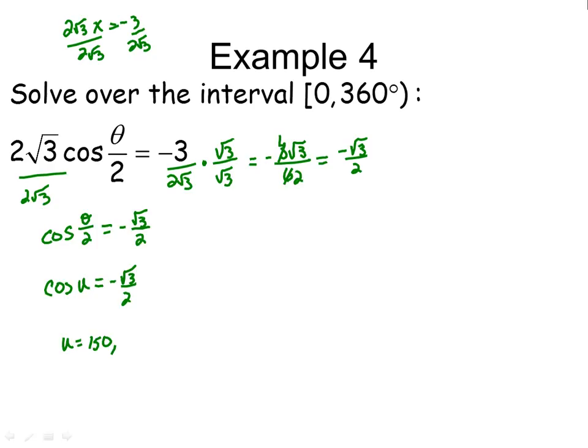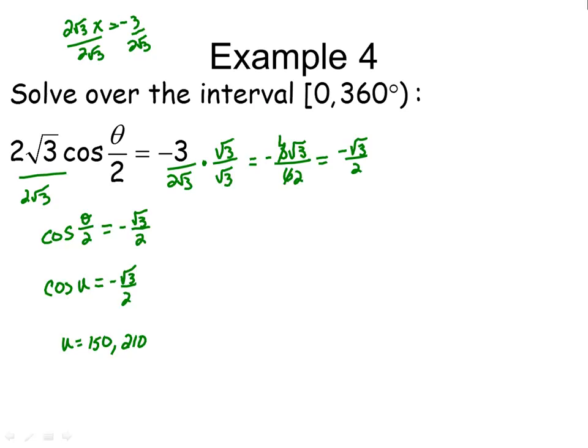Negative radical 3 over 2. Is there another one? 210. And there shouldn't be another one. Again, where is cosine negative? What quadrants is cosine negative? 2 and 3. So you shouldn't look anywhere else. Cosine is negative only in 2 and 3, so you should only look in quadrants 2 and 3.